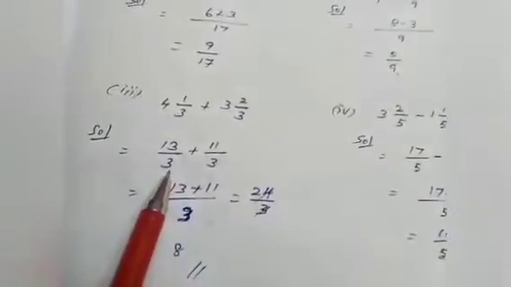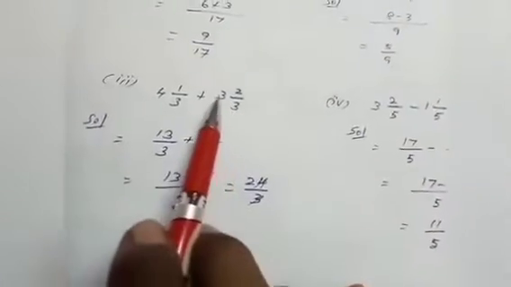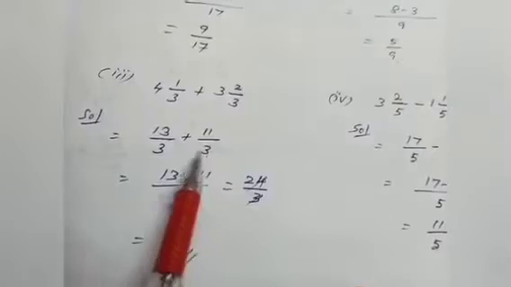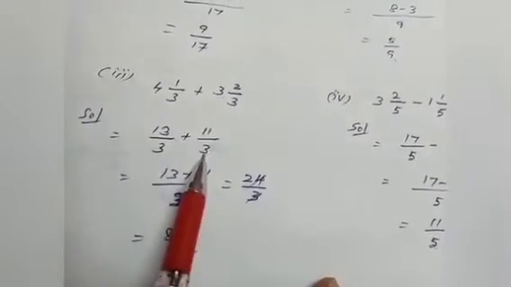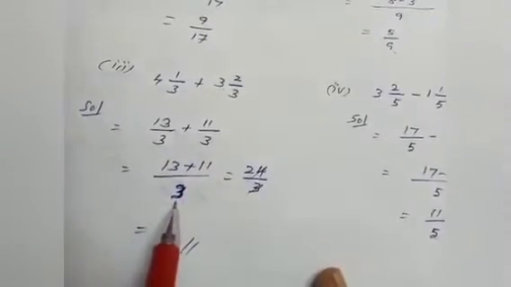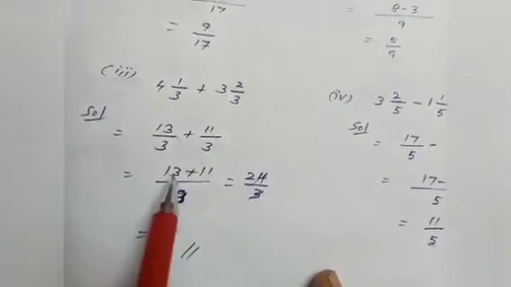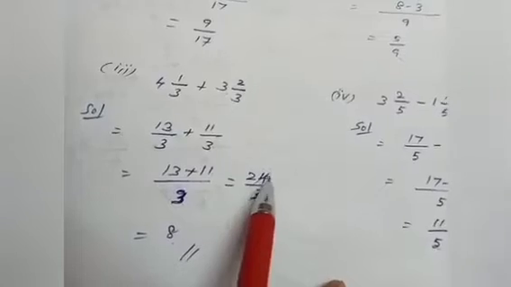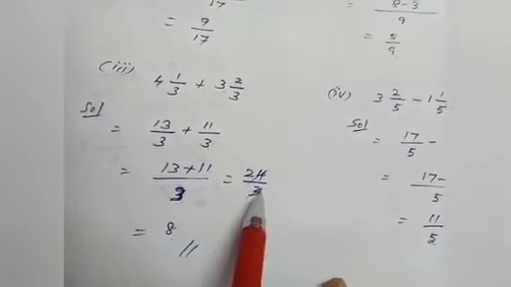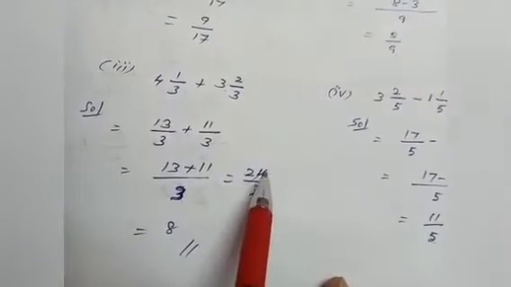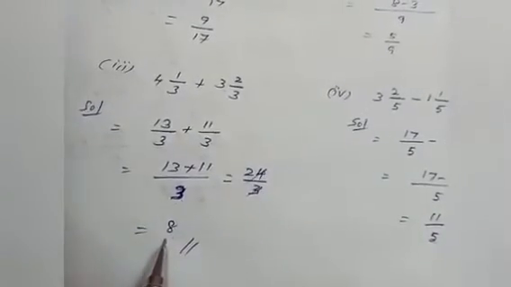So 13 divided by 3 plus 3 3s are 9. 9 plus 2 is 11. 11 divided by 3. Now these denominators are the same. It is like fractions. So write the common denominator 3. So directly you add the numerators. 13 plus 11 is 24. 24 divided by 3. So now you simplify. Third table, 1 3 is 3, 8 3s are 24. So the answer is 8.